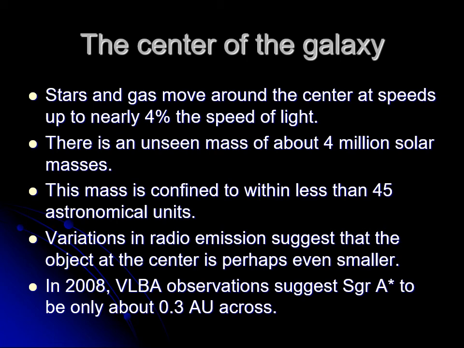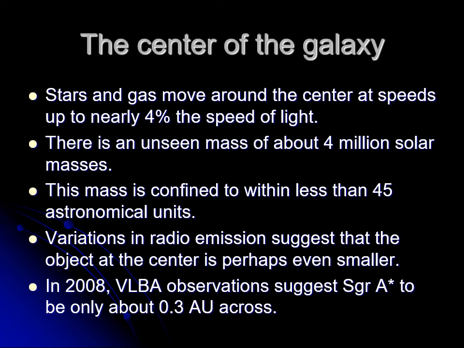Radio variations suggest that whatever is in there is even smaller. In fact, the VLBA in 2008 was able to see things down to about 0.3 AU. Well, 0.3 AU, that's less than the distance between the sun and Mercury. And you have millions of solar masses in there. It's obvious it can't be a star.